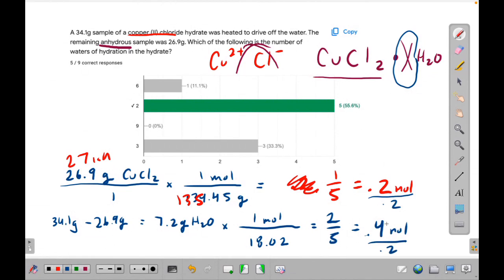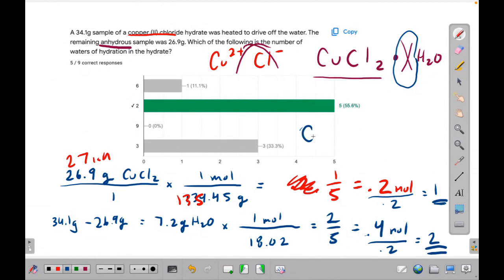Whenever you end up with fractional moles and you're trying to look at a ratio, whether that's an empirical formula or an impurity or hydrate, that's how you usually want to do it. So you get to whole numbers. That's going to be a 1 and that's going to be a 2, which tells me for every 1 mole of copper chloride, my compound, my hydrate, had 2 moles of H2O.